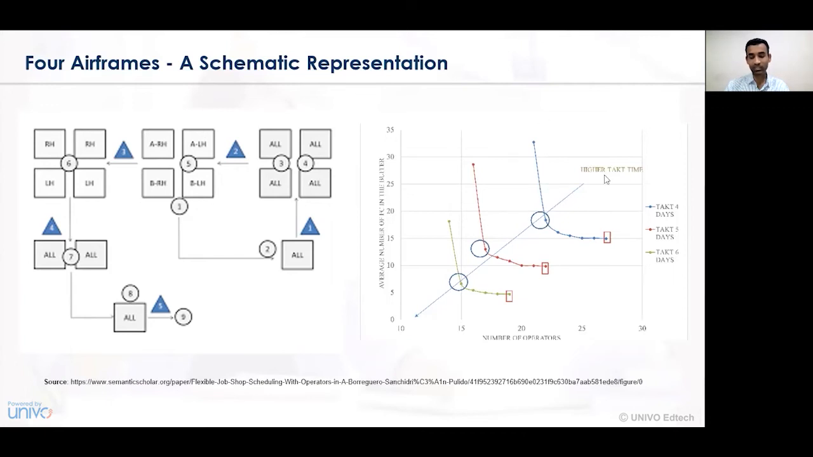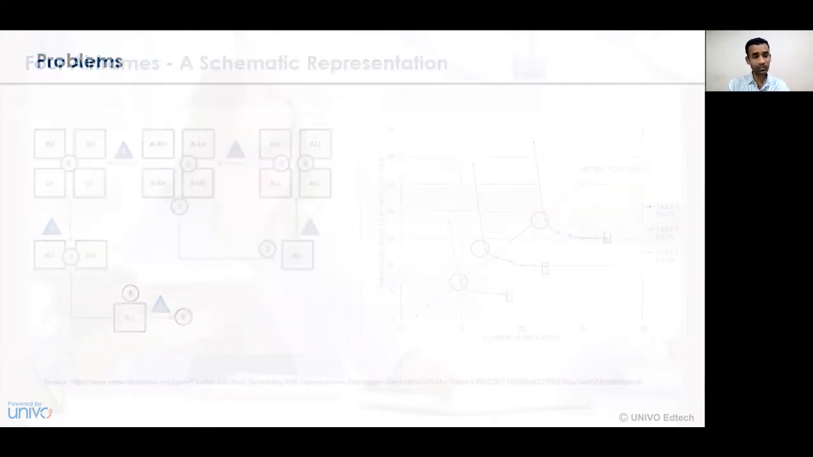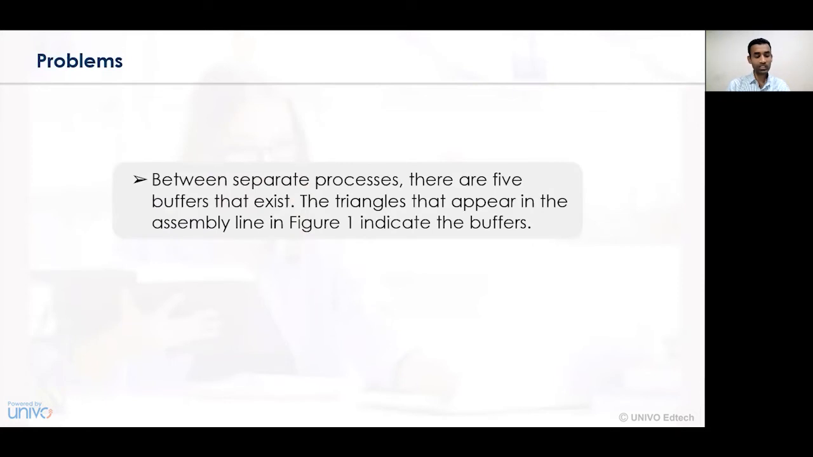So the time gets reduced with the number of operators that have been deployed in an operation firm or a manufacturing firm. Now let's understand at this particular stage what problems have been associated. The problems associated with this case study are the separate processes that have been undertaken. There are 5 buffers in this situation, and the triangles that appear in the assembly line in figure 1 indicate the buffers.